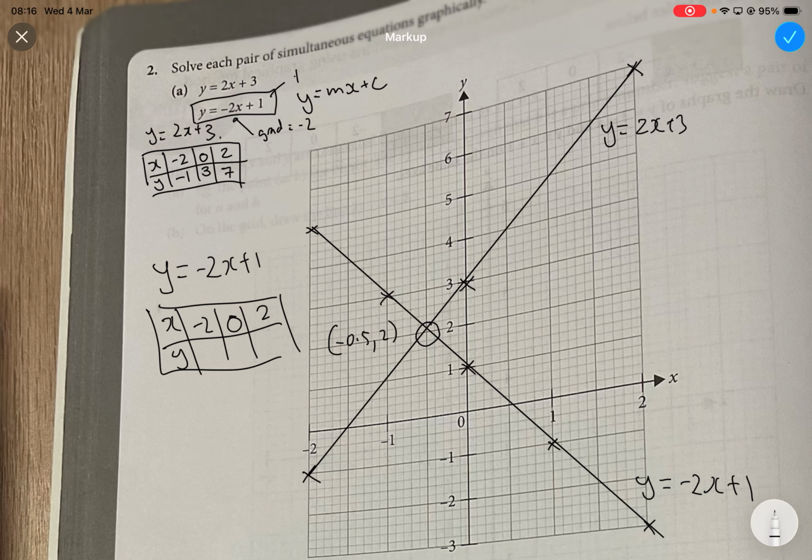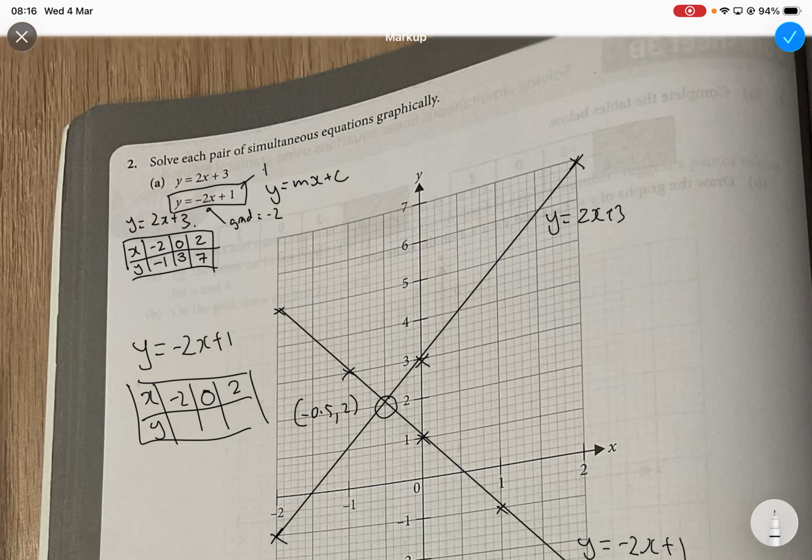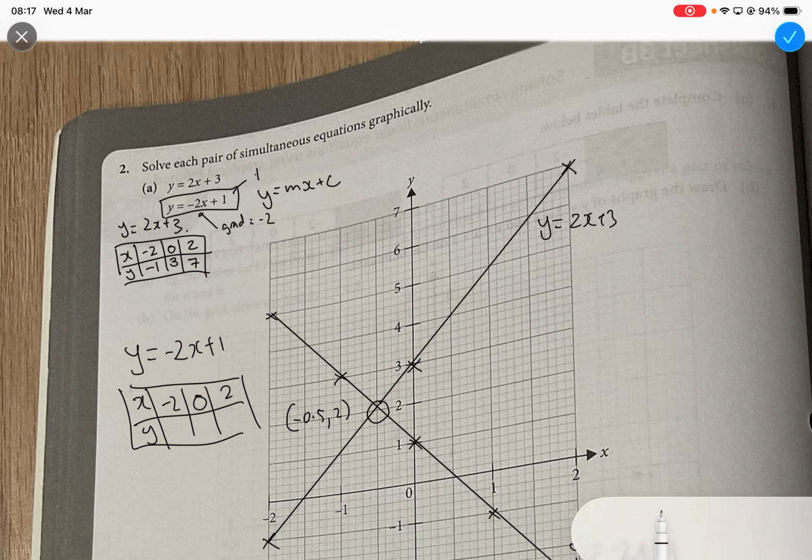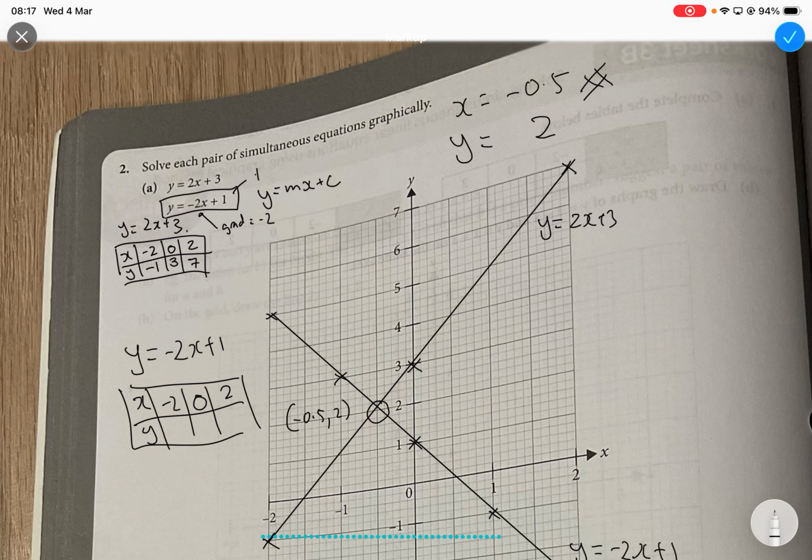So like that, we haven't answered the question yet. The question says solve. Solve the equation means finding out what the unknown is. So if we want to answer the question, I must write x equals negative 0.5, one of the answers, then y equals 2. I must tell people, this is the solution. When these two equations happen at the same time, this is the solution to these two equations. Okay, that is the meaning of simultaneous equations.